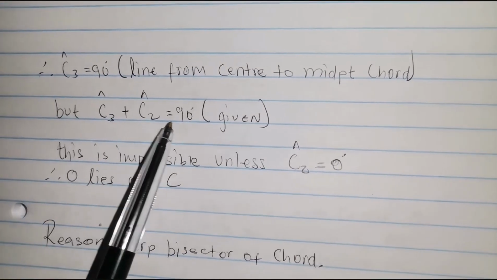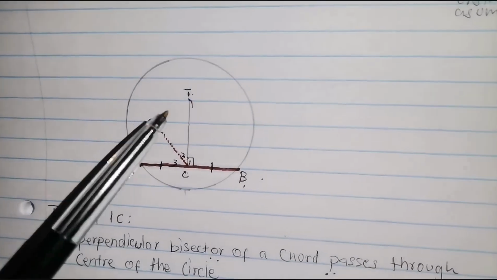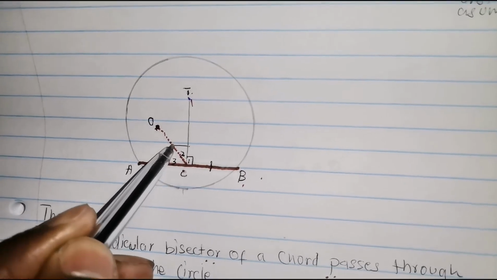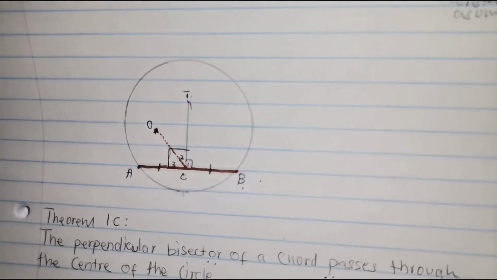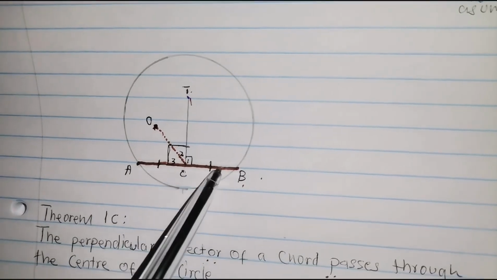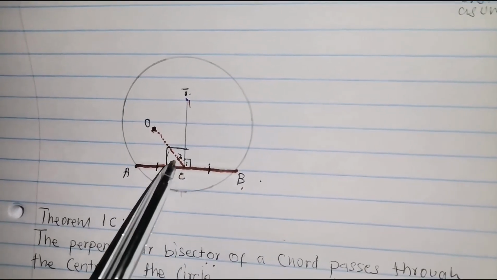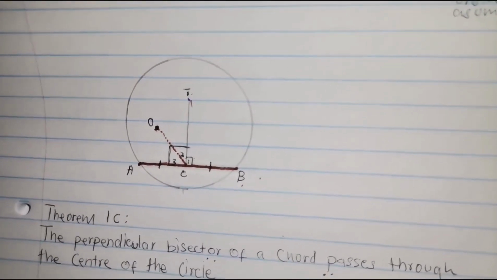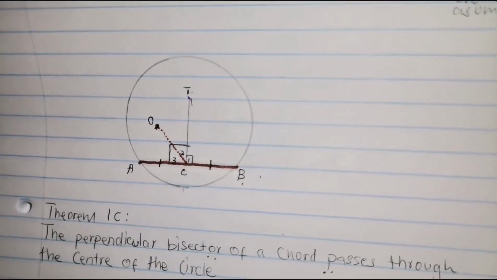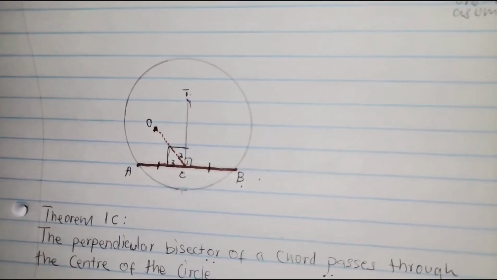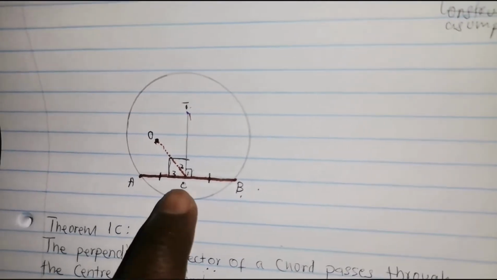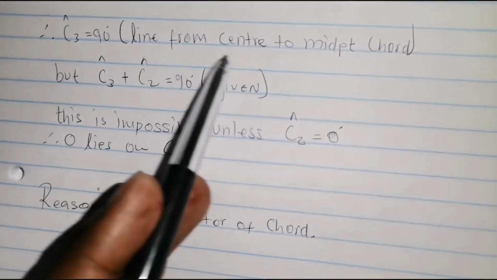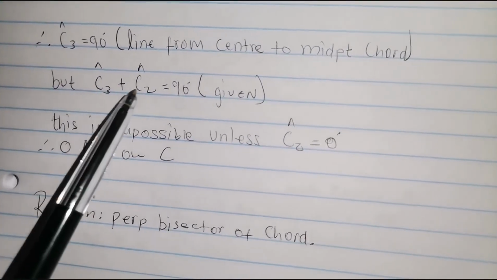But C3 plus C2 is equal to 90 degrees. It is given. Remember, guys, it is given that C2 plus C3 is equal to 90 degrees. If it bisects, that means angle C, meaning angle C2 plus C3 and angle C1, each equal to 90 degrees. Hence C3 plus C2 is given as 90 degrees, and C1 is also given as 90 degrees. And again, C3 is equal to 90 degrees. Reason: it is a line from center to midpoint of chord.